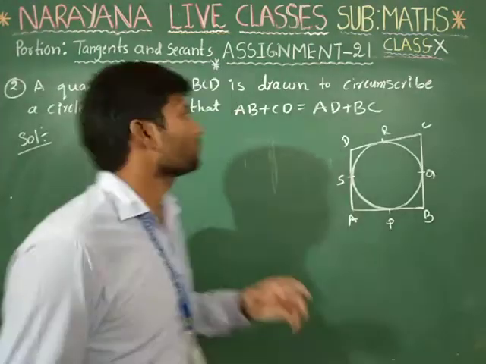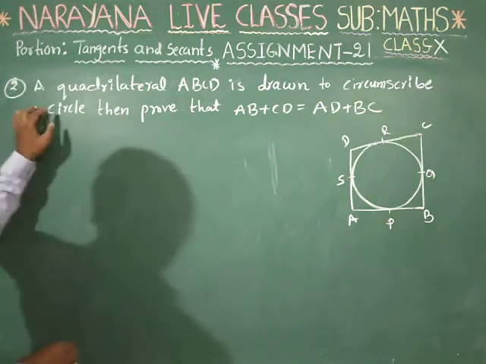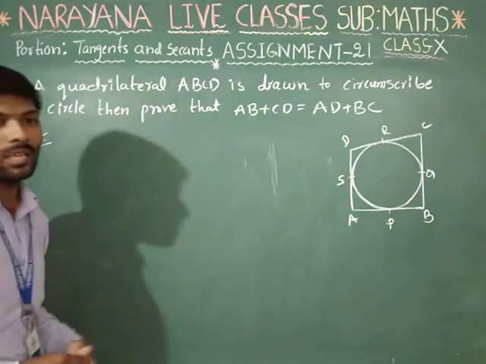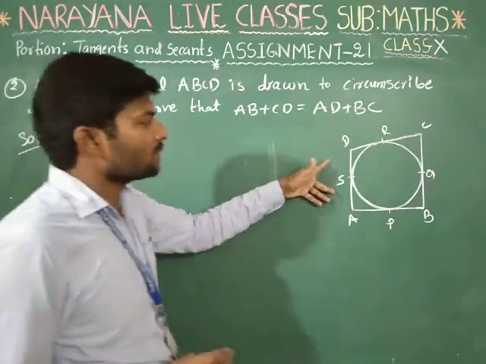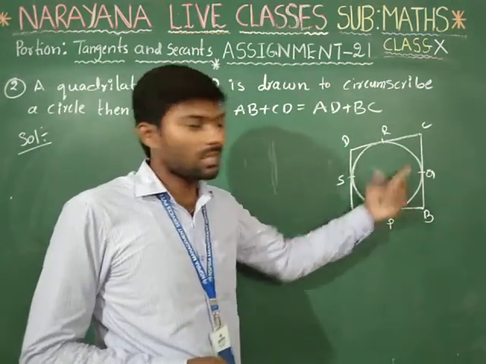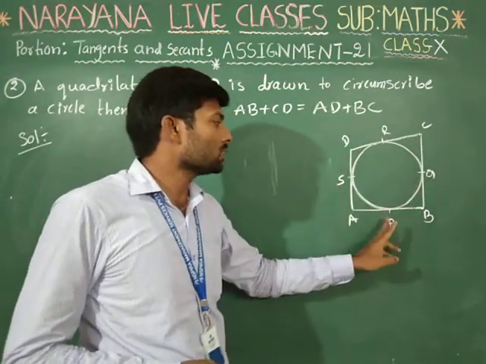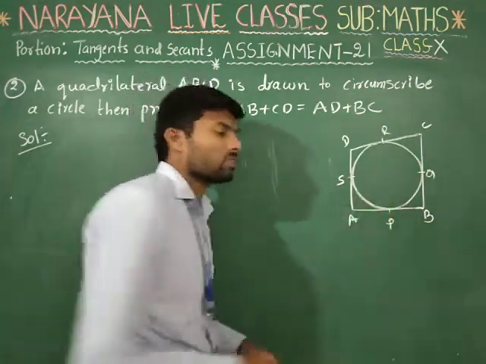Let us discuss the second question. A quadrilateral ABCD is drawn circumscribing a circle, then prove that AB plus CD is equal to AD plus BC. For this figure, a circle touches the given quadrilateral ABCD at four distinct points. These are P, Q, R, S. These are the points of contact of the given circle.